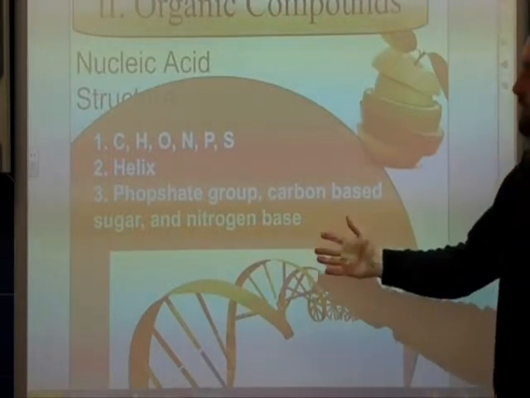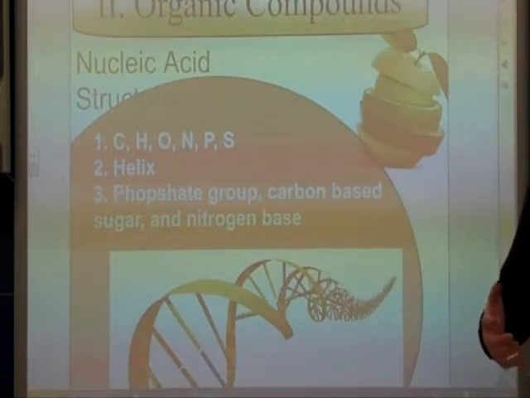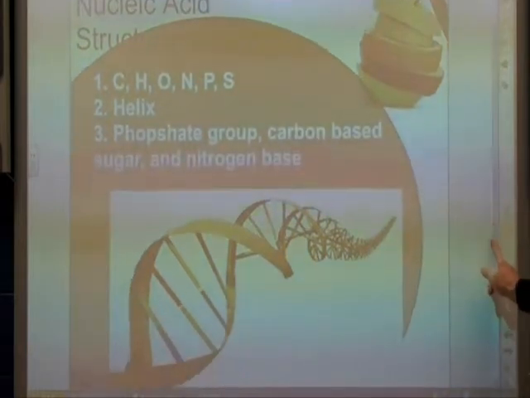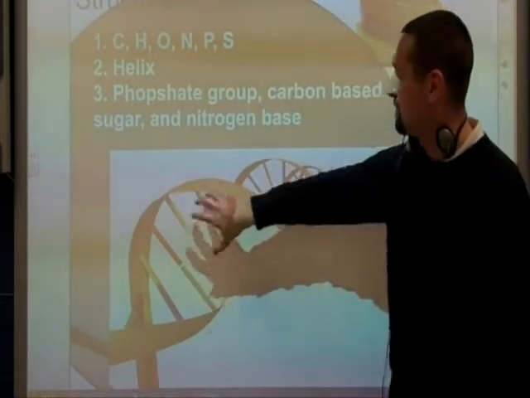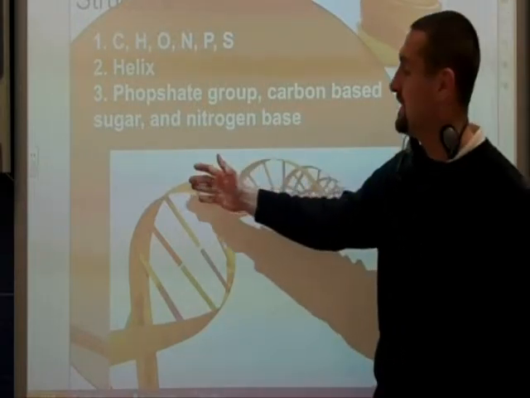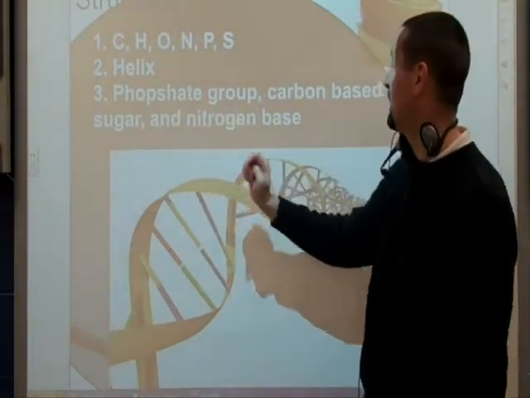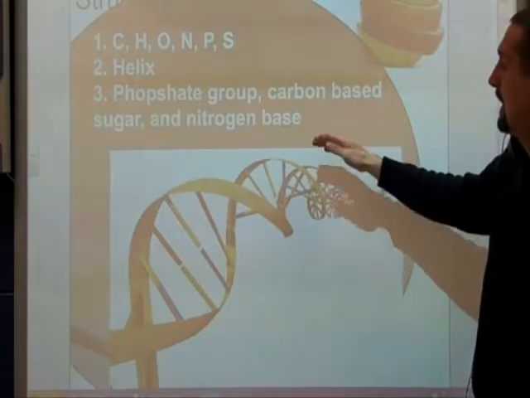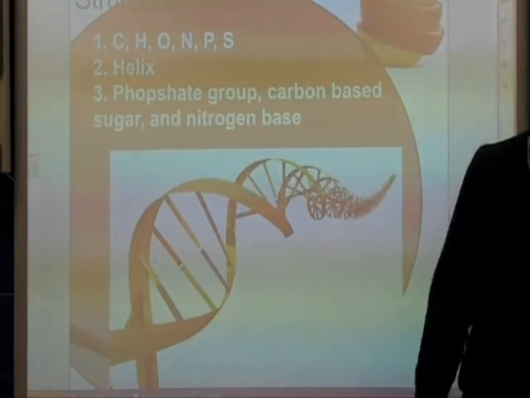And DNA is most famous probably for that twisted ladder shape. You can see it looks kind of like a ladder here, but it's been twisted around. It's a double helix. Typically, the DNA structure has a phosphate group, a carbon-based sugar, and a nitrogen base. RNA is the same.